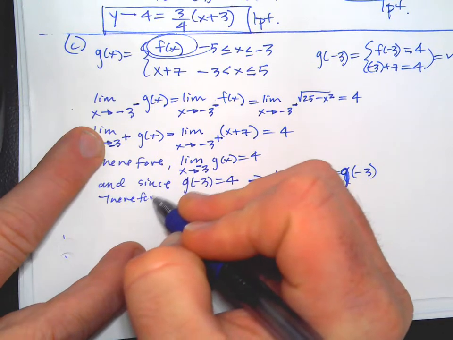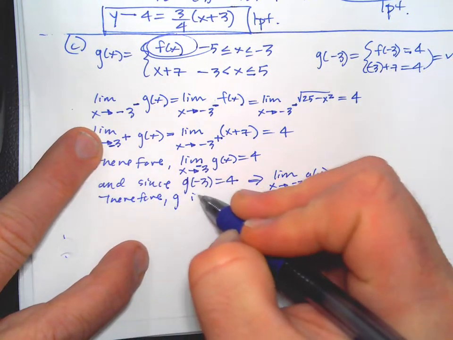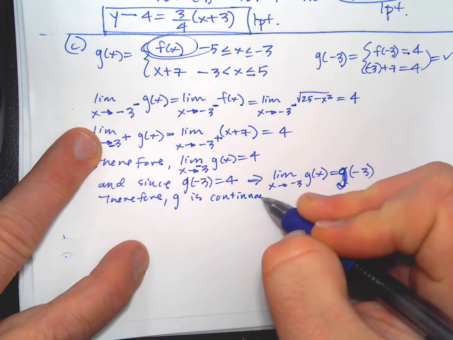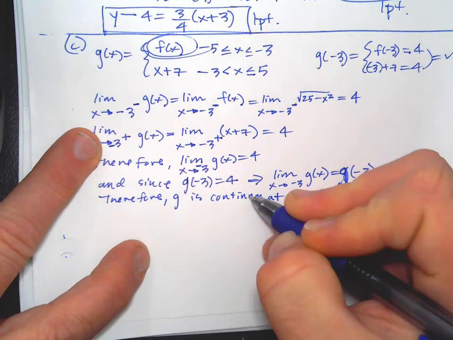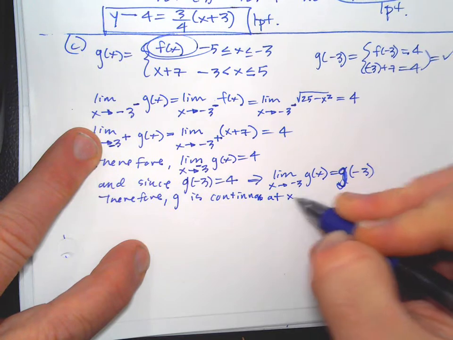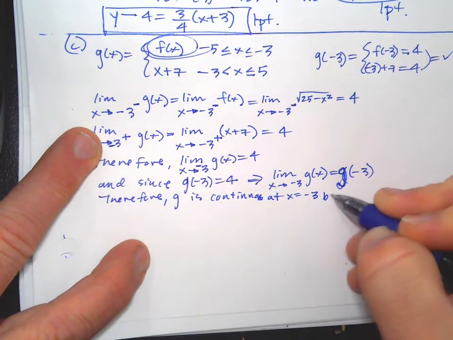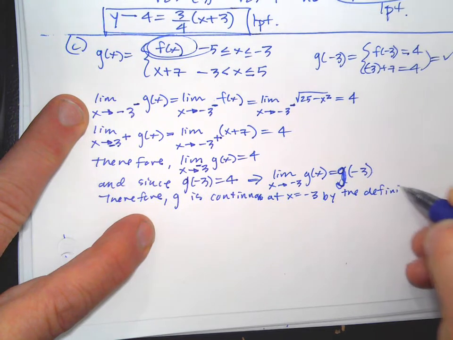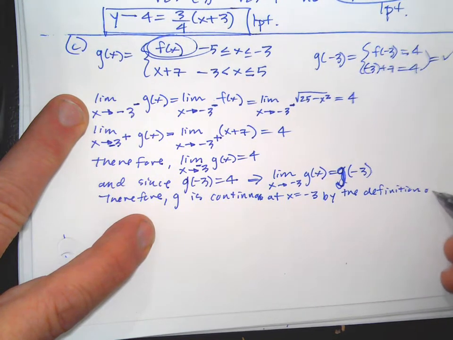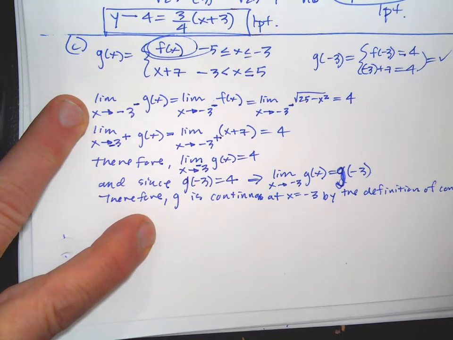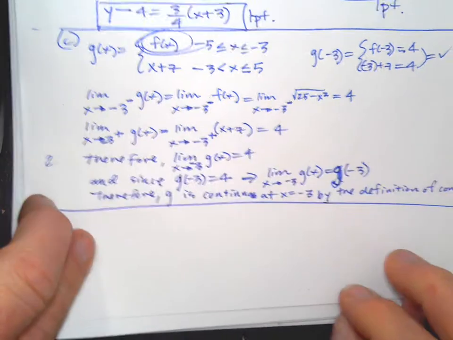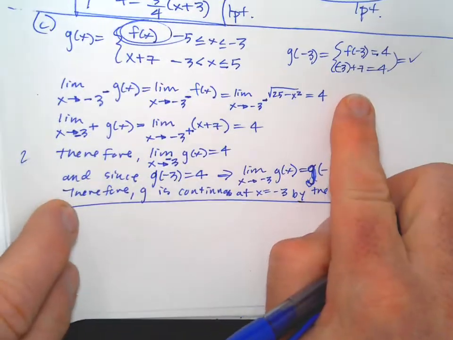Therefore, g is continuous at, can't even spell, continuous at x equals -3 by the definition of continuity. That's 2 points. So you're not gonna be able to do the lazy way on free response.